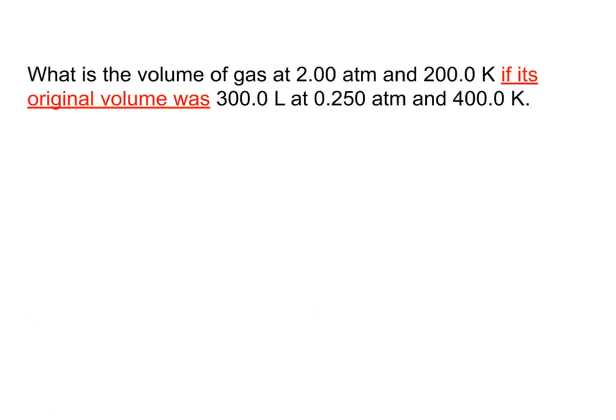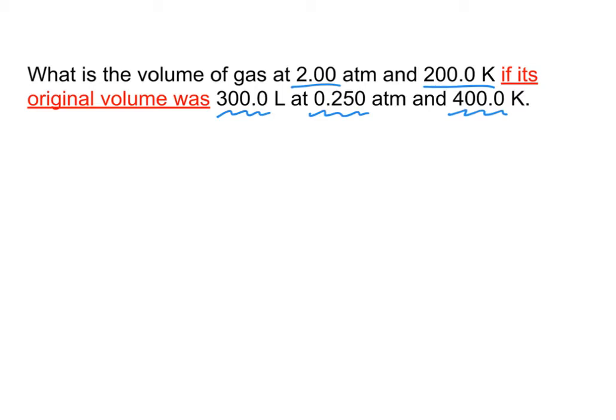Here is an interesting problem. What is the volume of the gas at 2 atmospheres and 200 kelvins if its original volume was 300 liters at 0.25 atmospheres and 400 kelvins? So this problem sometimes confuses people because it is written sort of backwards. The final parameters of the gas are given at the beginning of the problem and the initials are listed at the end. So let's make sure we write our data correctly.